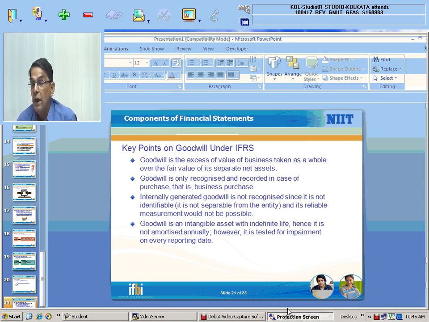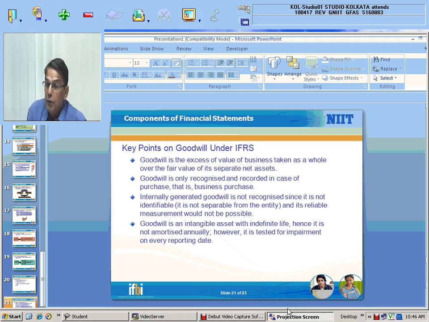net assets. So when I am purchasing a business, supposing company A purchases another company B, paying let's say 10 million. Now if you look at the balance sheet of B as on the date of purchase, you will find there are certain assets, and there could be some liabilities relating to the assets. So you look at the fair value of the net assets held by company B. You find that the fair value of the net assets of company B is 8 million as on the date of purchase. But company A paid 10 million to acquire company B. So they paid 2 million extra over the fair value of the net assets. So that 2 million extra is basically the goodwill, the cost of the goodwill purchase.